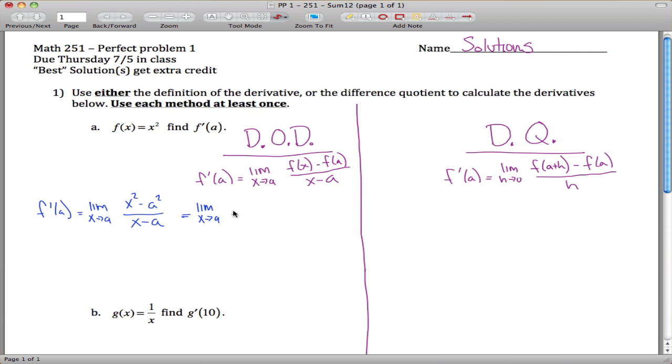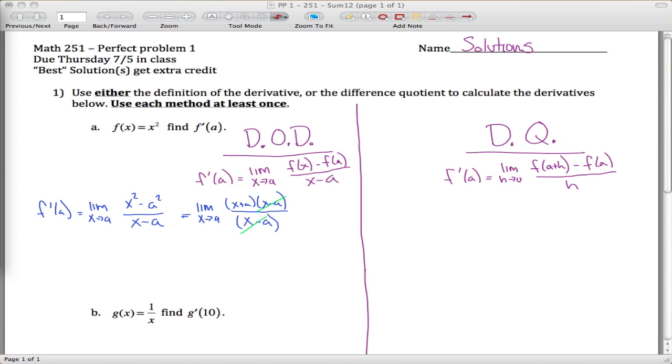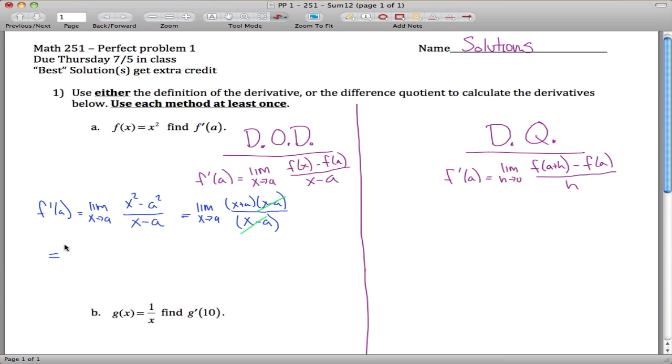But there is hope. We can factor the top. We have a difference of squares here. X squared minus a squared is the same as x plus a times x minus a. The advantage of this form right here is we can cancel out this x minus a and this x minus a and get that this is equal to the limit as x approaches a of x plus a. Note that this whole thing is not equal to this whole thing, but this limit is equal to this limit.